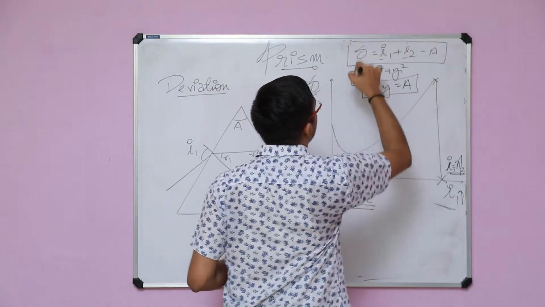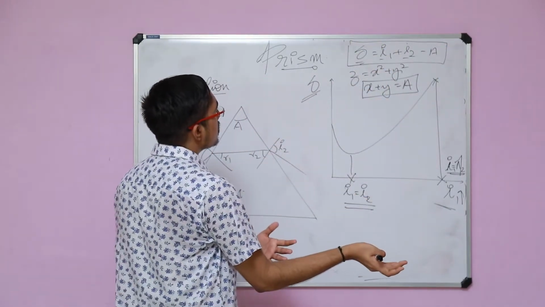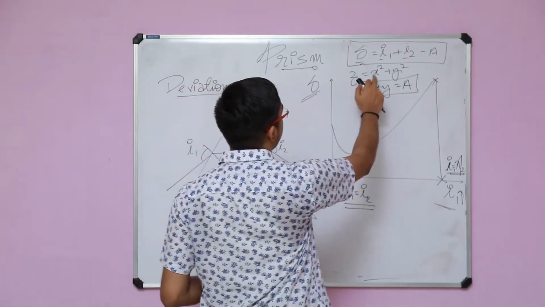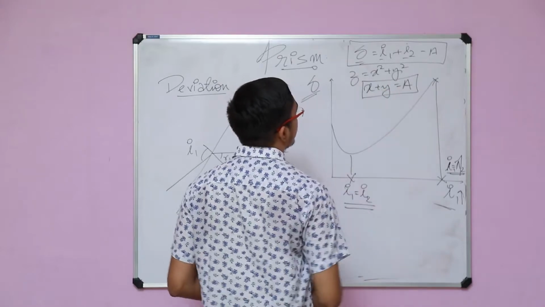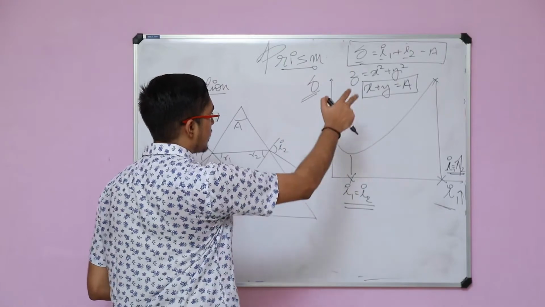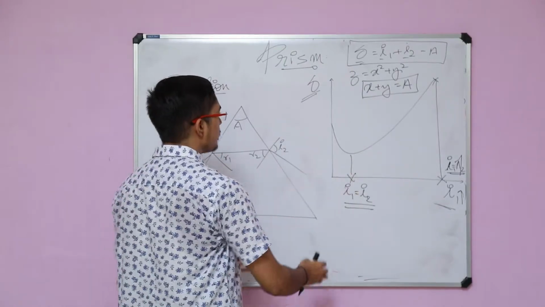I1 and R1, I2 and R2 are linked, R1 plus R2 is equal to a constant, and this delta depends on these two variables. So it is just like z being dependent on two variables, and when you add these two variables, you get a constant. That is the mathematical approach to show that this kind of graph is going to come. You can simply remember the shape of the graph.